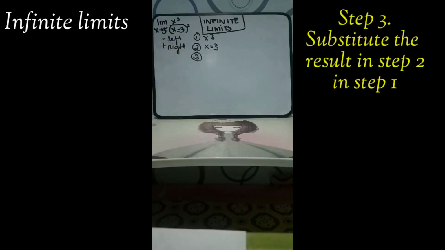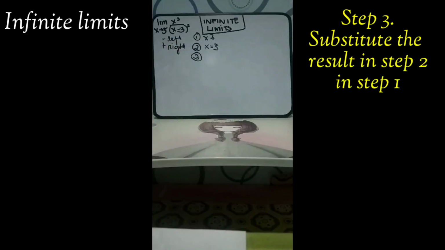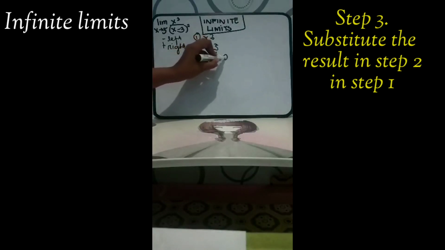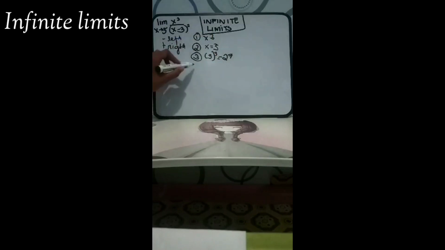Step 3 naman natin ay substitute the result in step 2 to step 1. So, ang gagawin naman natin next ay substitute natin. So, magiging 3 cubed. 3 times 3 times 3 is equal to 27. Next naman natin ay step 4.